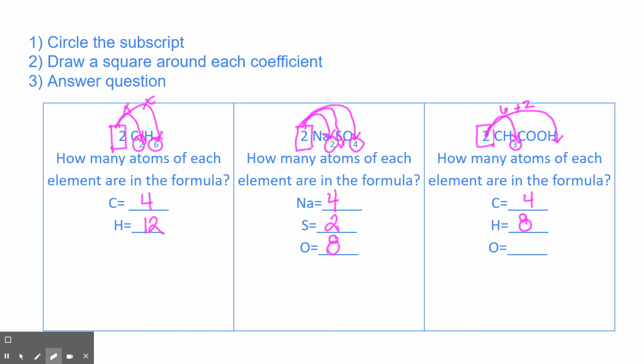For our last example, we have O, which is 2 times 1 and 2 times 1, so we have 4 oxygens.